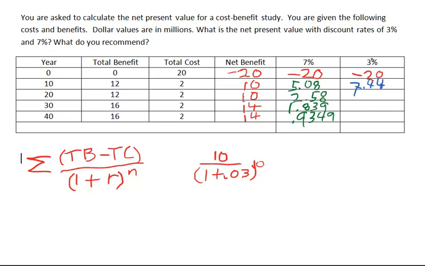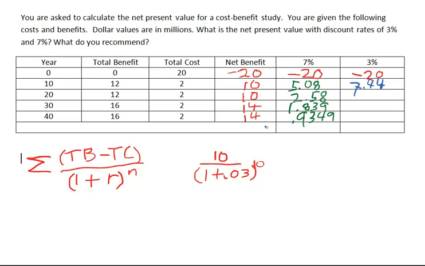So if you discount using a smaller number, 3% rather than 7%, we have the same 10. But at 7%, I only value it a little over 5 million. Here I value it over 7 million because I don't discount it as much. Money in the future is discounted at a smaller value.